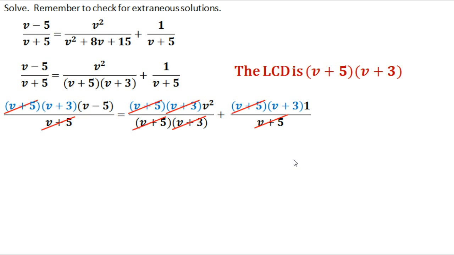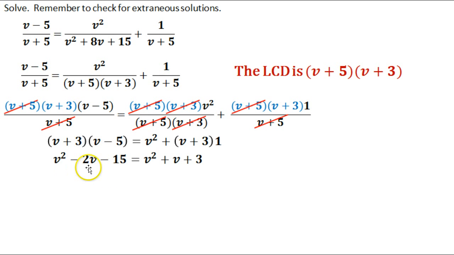Now I've got to see what I'm left with here. I'm left with v plus 3 times v minus 5 equals v squared, and then over here I'm left with v plus 3 times 1. Anything times 1 is just whatever the other thing is, so v plus 3 times 1 is just v plus 3. Now I'm going to simplify a little bit further. I'm going to multiply these two together, and you can use the FOIL method or the box method, any of those work just fine. If I multiply both of those two together, I end up with v squared minus 2v minus 15 equals v squared, and then here's just my v plus 3, which is v plus 3 times 1.